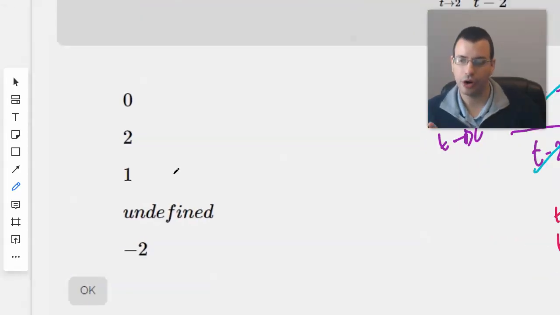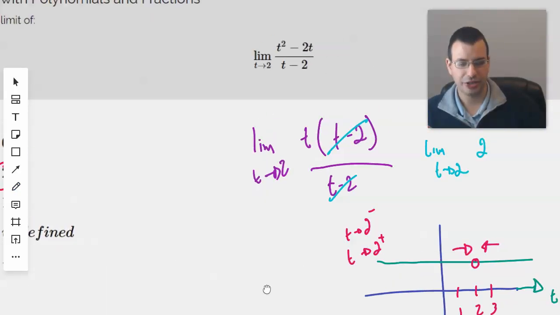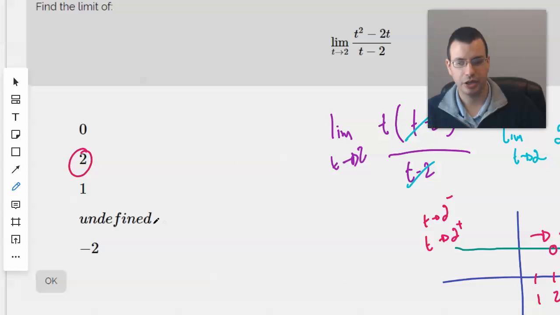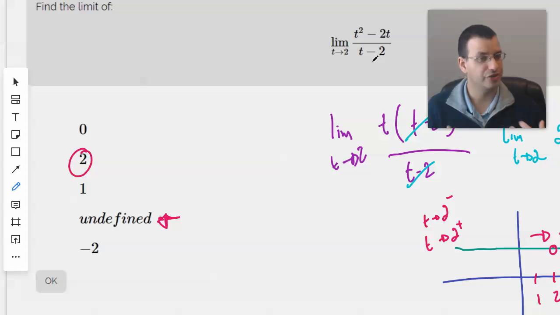So the answer here is going to be 2. But one of the things to think about here is the two contenders: one is undefined, because if you have 2 minus 2 on the bottom, you get 0. You're dividing by 0, universe explodes. You can't plug in 2, but the limit as t approaches 2 does exist. And so you would be tempted to say, oh, that's not defined. It is defined, but that's because it's a limit, not actually plugging the number in.